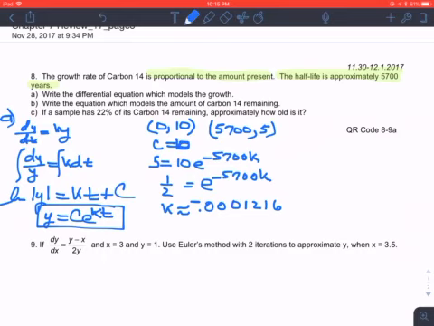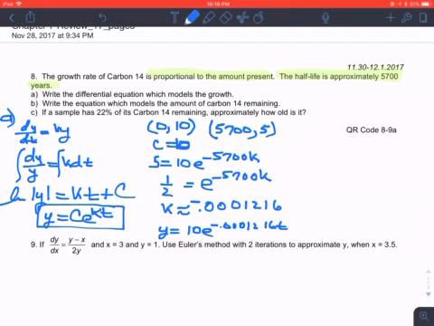Okay, so what is our equation? It is going to be y is equal to 10e to the negative 0.0001216t. Okay, and that's assuming we started with 10. We could have started with 1, it didn't matter.